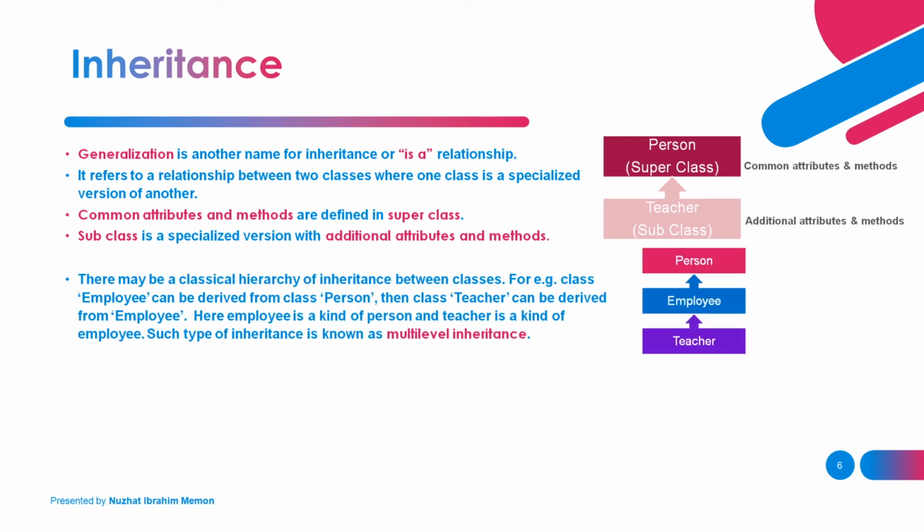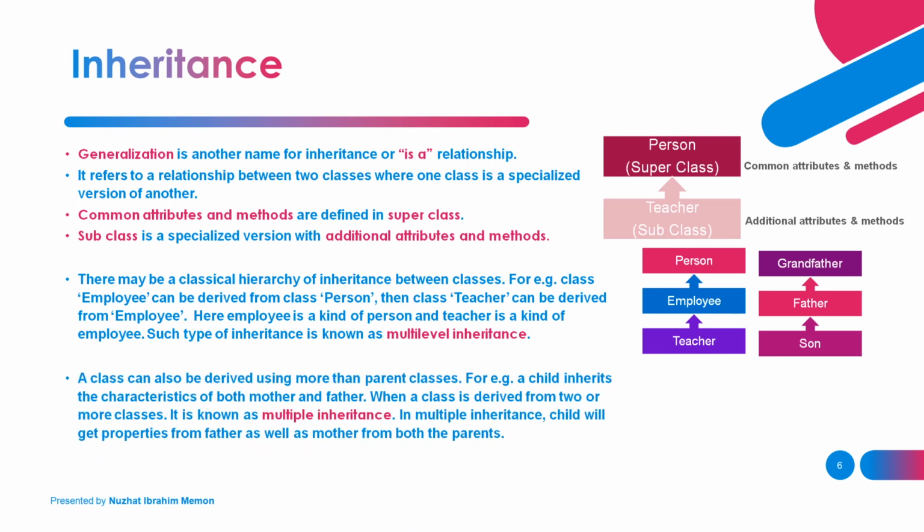In multi-level inheritance, there exists a single base class, a single derived class, and multiple intermediate base classes. Suppose we make three classes, that is person class, employee class, and a teacher class. Here, class employee can be derived from a class person. Then class teacher can be derived from employee class. So here, employee is a kind of person and teacher is a kind of employee. Such kind of inheritance is known as multi-level inheritance. Relationship between grandfather, father and child is also multi-level inheritance.